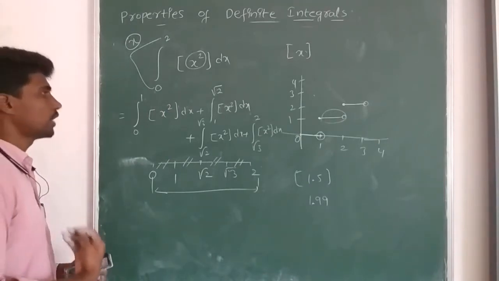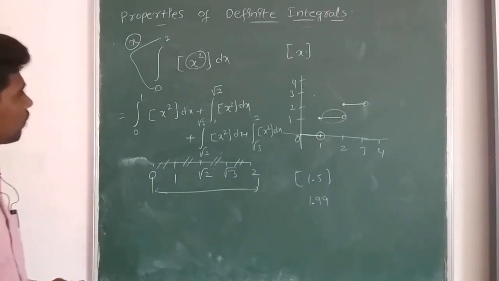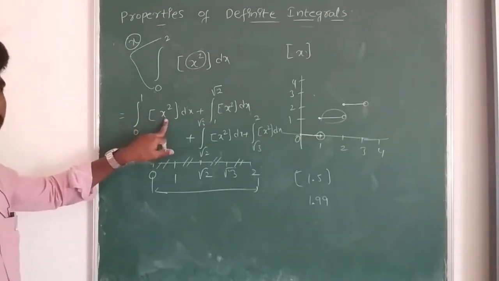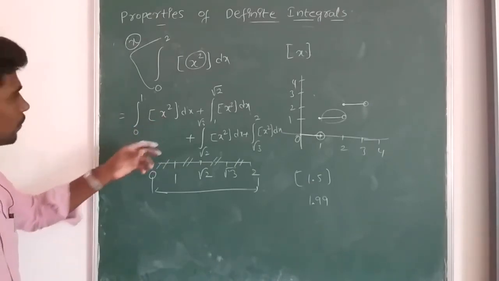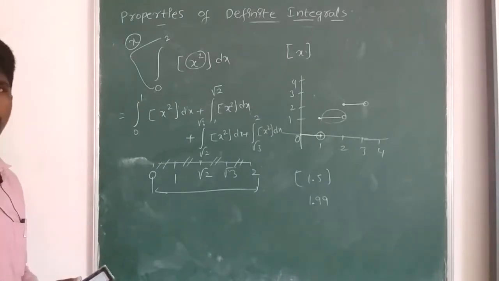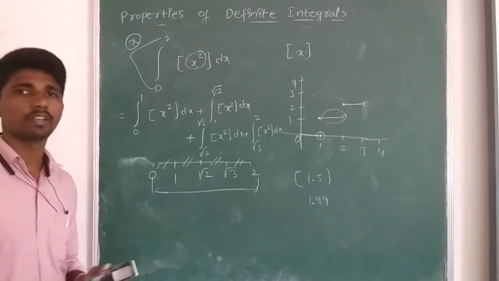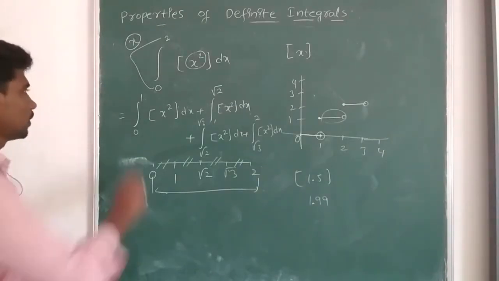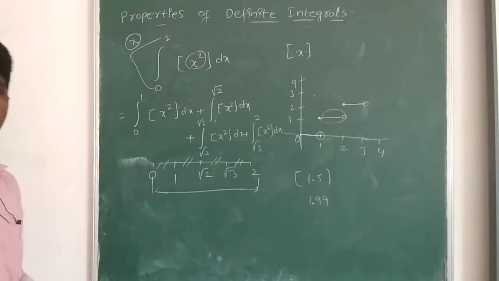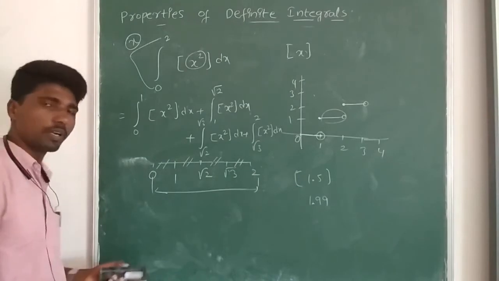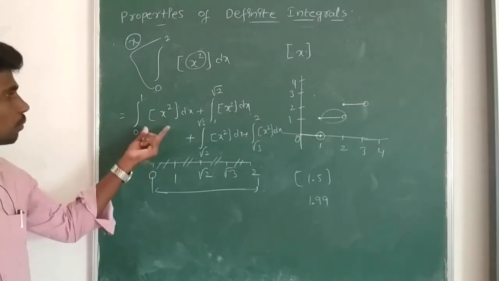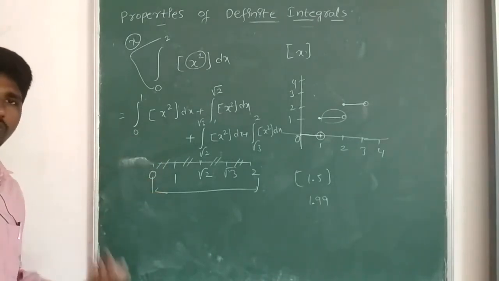So now after substituting the values, what is the value of x square in between 0 and 1? If I substitute the value of x as 1, I get 1 square, which is 1. So between 0 and 1, take 0.5, which lies in between 0 to 1. 0.5 whole square is nothing but 0.25, and the step value of 0.25 is nothing but 0.